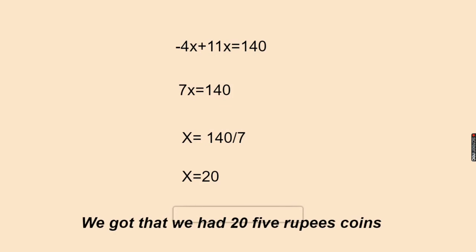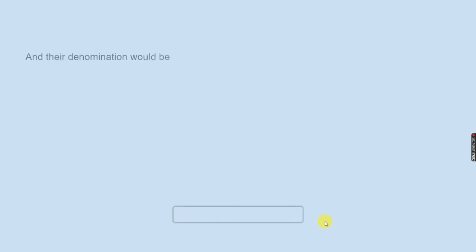So we got that we had 20 rupees coins. What we have assumed of x is the number of 5 rupees coins. So we got that we had 20 five-rupee coins, and their denomination would be 20 multiplied by 5 is equal to 100 rupees. If you have 20 five-rupee coins, then what would be its value, or what would be its denomination? It would be 100 rupees.